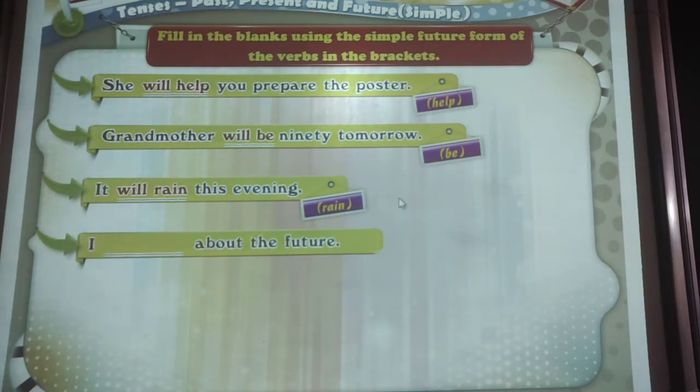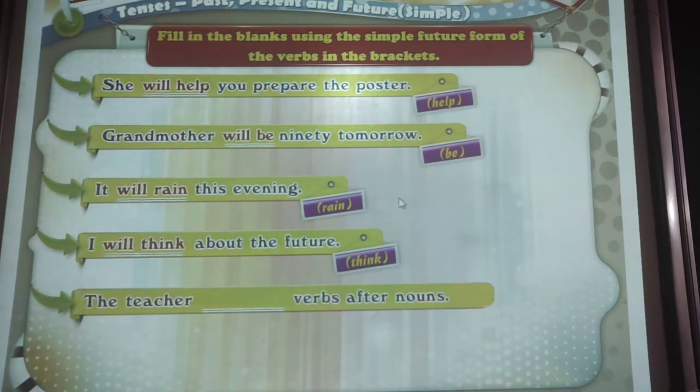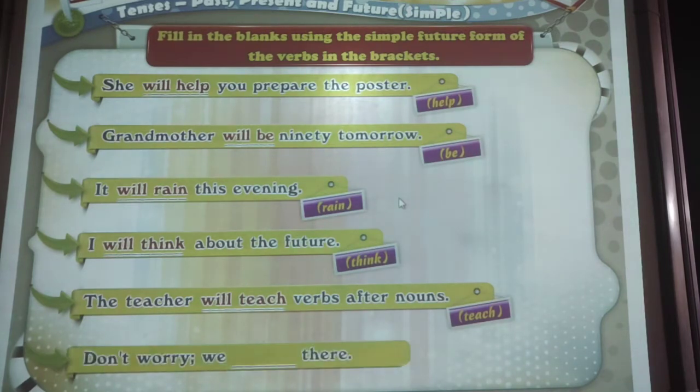I ___ about the future. Think. I will think about the future. The teacher ___ verbs after nouns. Teach. The teacher will teach verbs after nouns. Don't worry. We ___ there. Be. Don't worry. We shall be there.